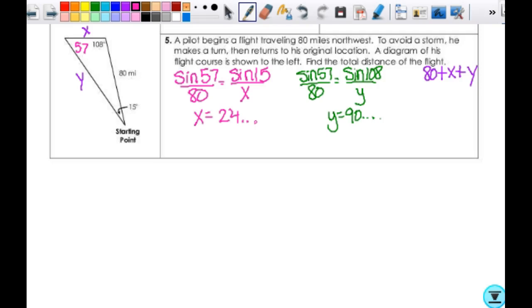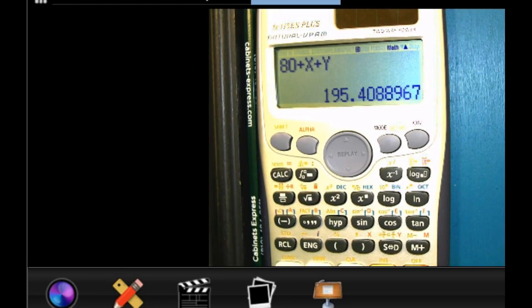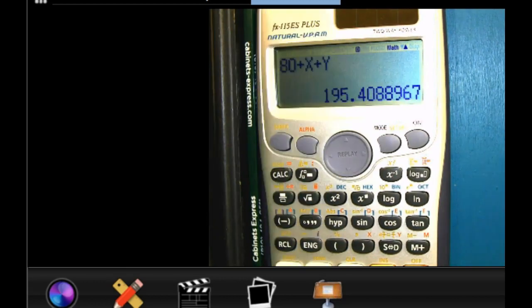So then in your calculator, all you have to do is 80 plus recall x plus recall y. You're literally doing 80 plus x plus y. Okay? And storing becomes a very important piece of what we're doing.